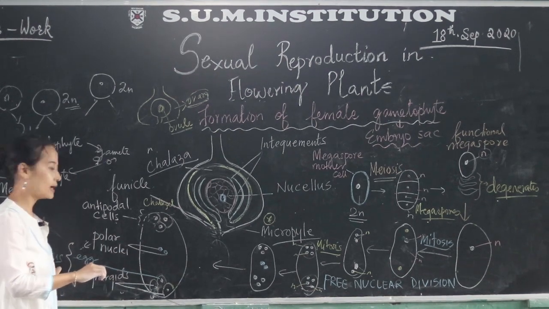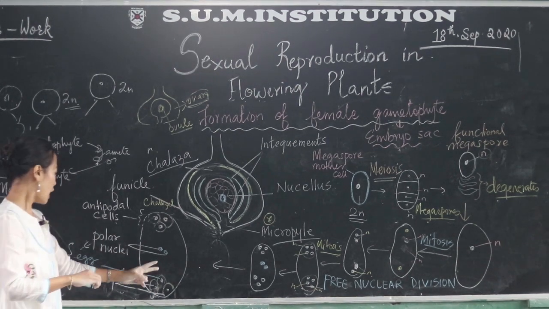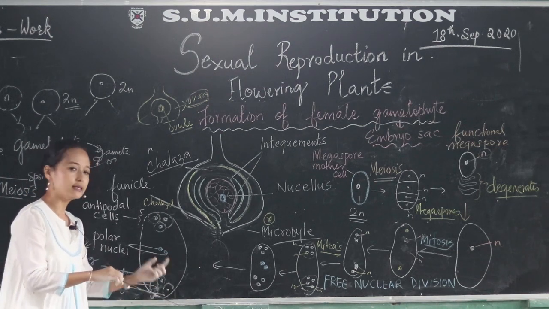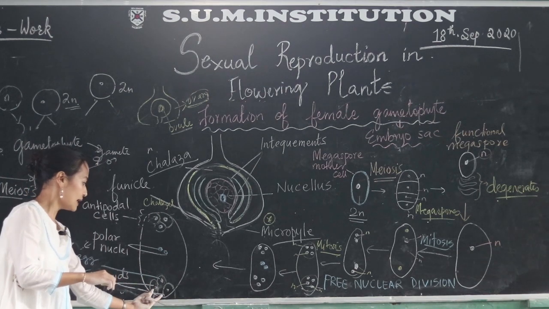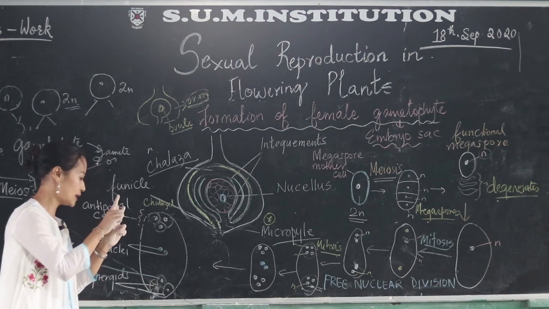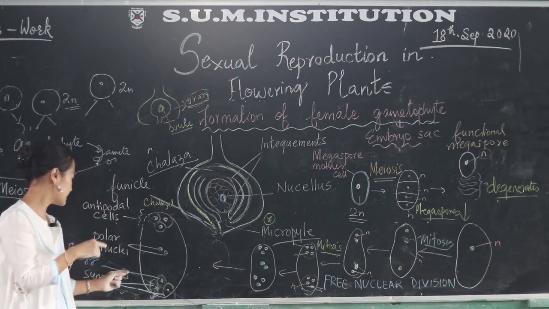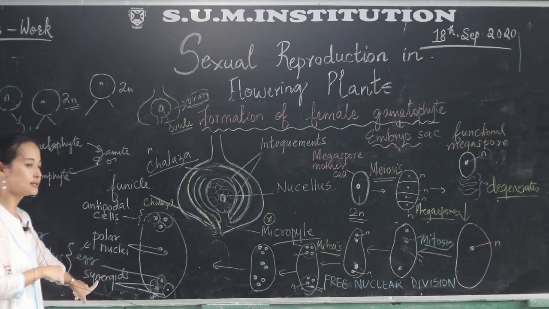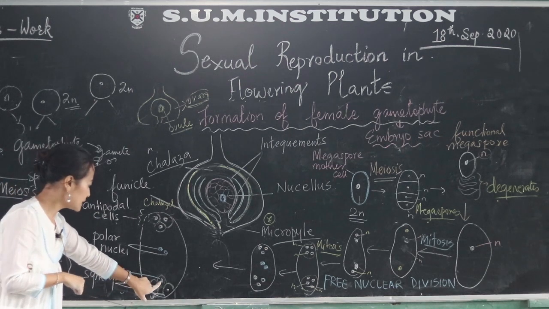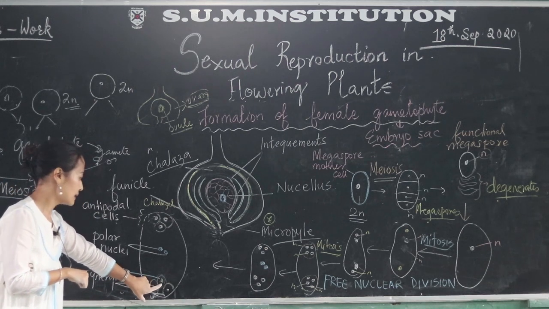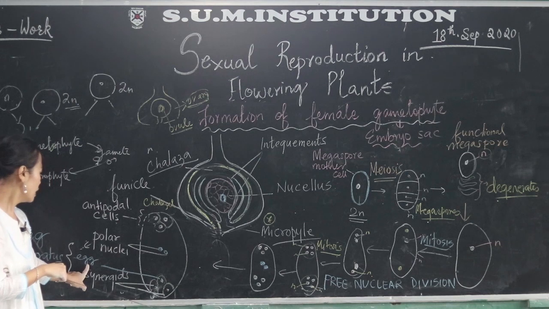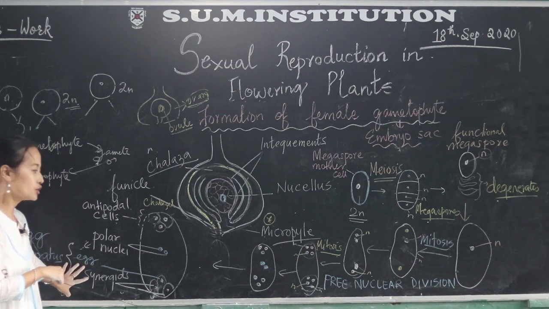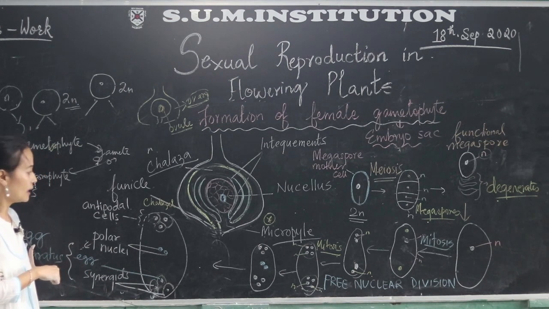It is known as the egg apparatus, and out of the 3 cells in the egg apparatus, the 2 surrounding cells we call the synergids. It's known as the synergids. The middle cell we call the egg cell. So the egg cell and the synergids compose the egg apparatus.